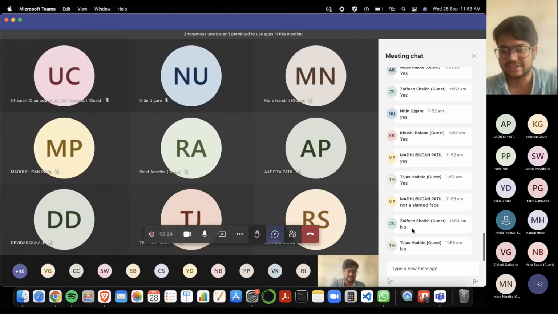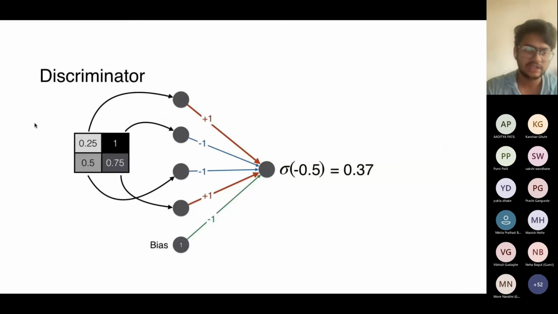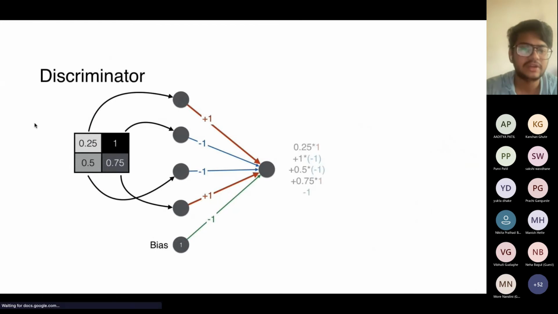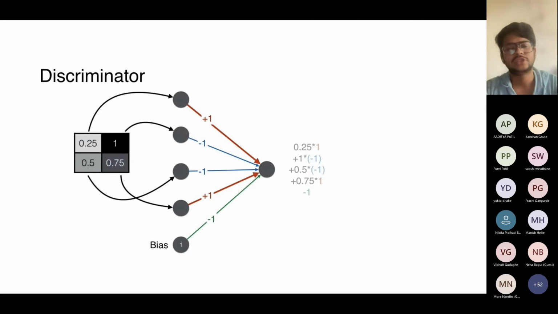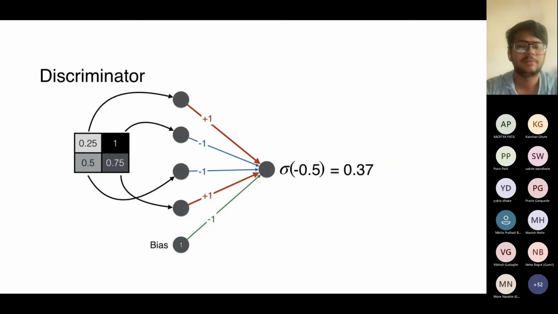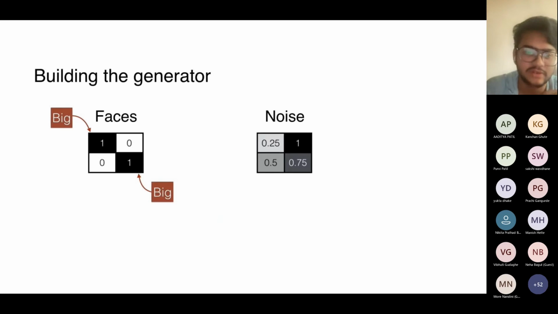Okay, Tejas, yeah. Not a slanted face. Good, so this is not a face. What we did was first transfer a real image of a face to the discriminator, and later we transferred noise to the discriminator. So now it is able to discriminate between noise and an original one. Now let's make the thief part, how the generator will work here.